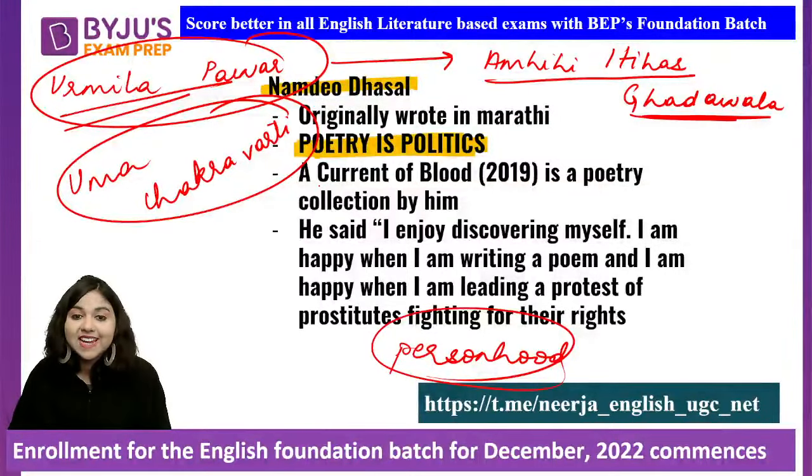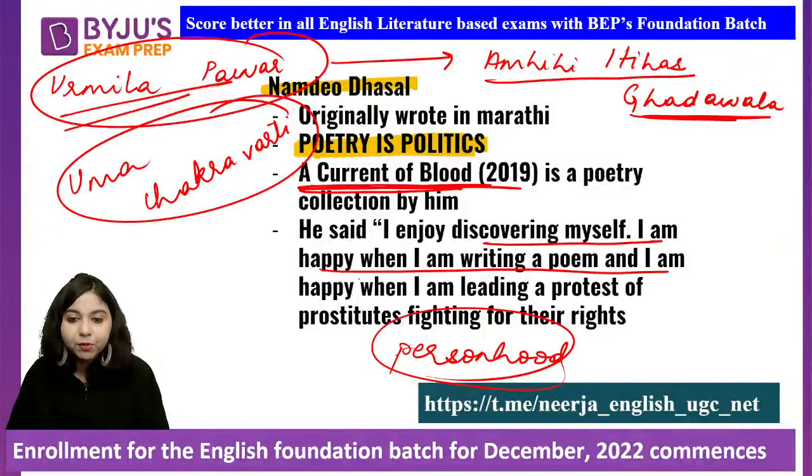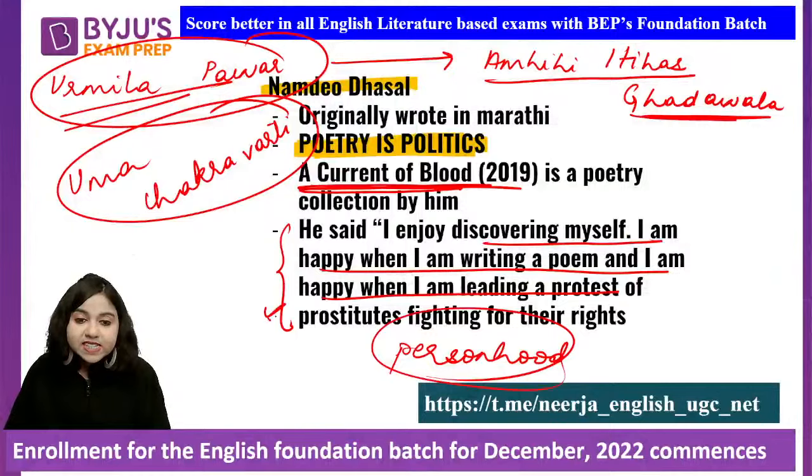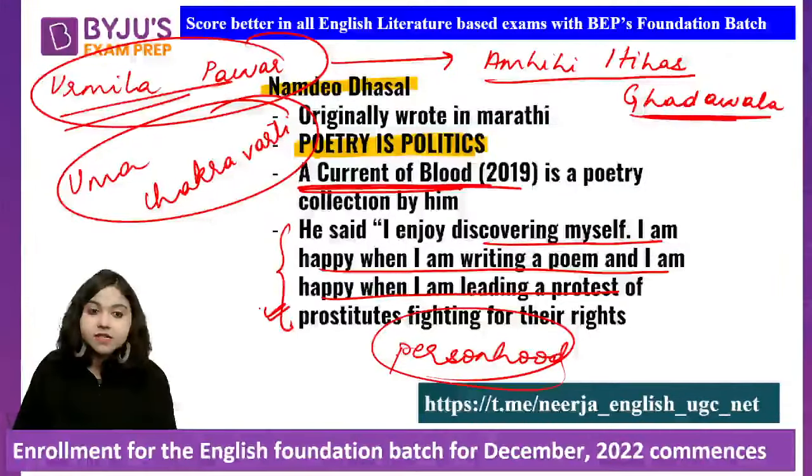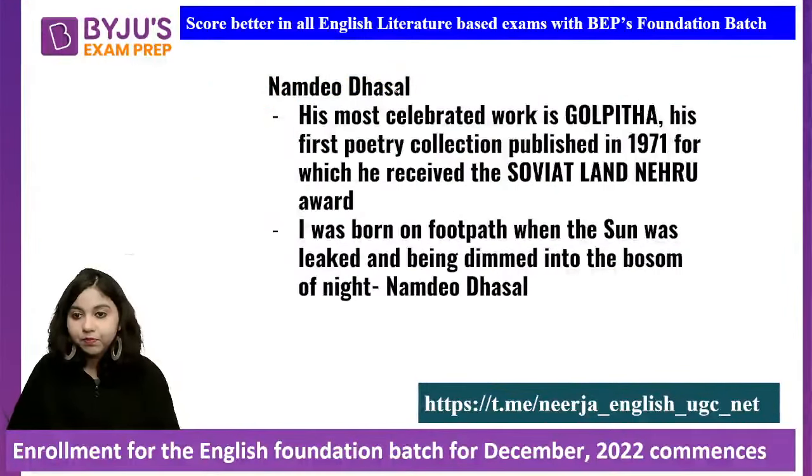Namdeo Dhasal is writing A Current of Blood, which is a poetry collection. And he says that I enjoy discovering myself. I'm happy when I'm writing a poem. I'm happy when I'm leading a protest of prostitutes fighting for their rights. So this is something which is gratifying for these writers. They know that by just using the weapon of literature, they can undo these injustices a little.